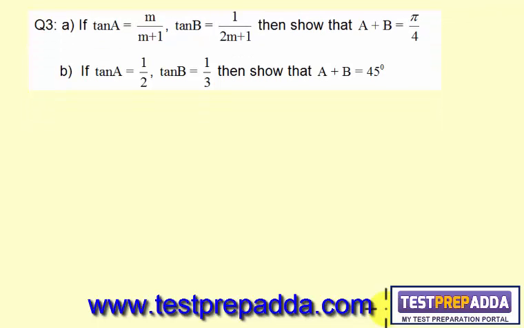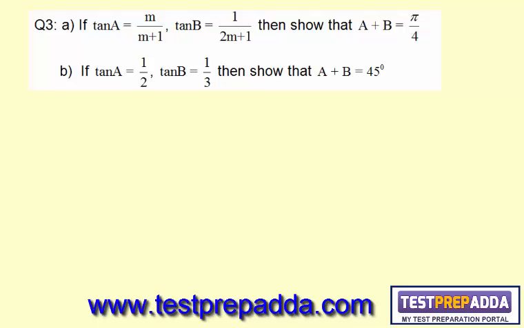The next question has two parts. The first part says, if tan A is equal to m upon m plus 1, and tan B is 1 upon 2m plus 1, then show that A plus B is equal to pi by 4.